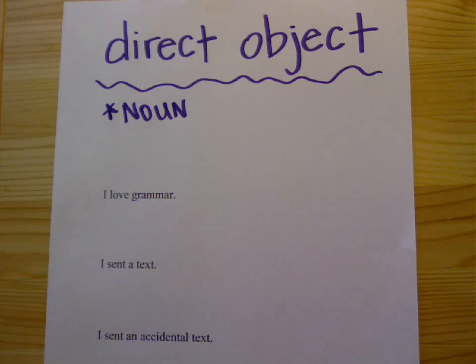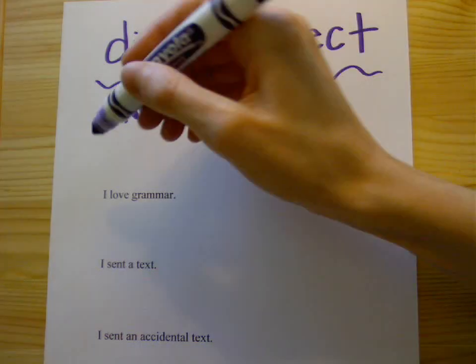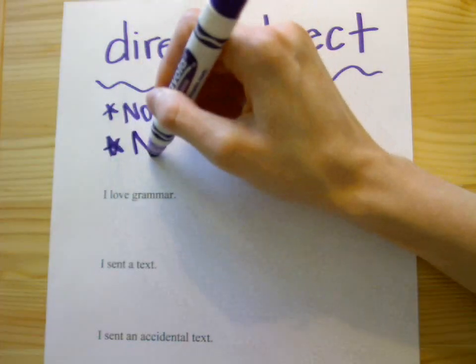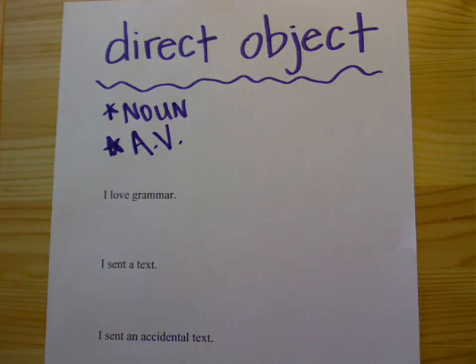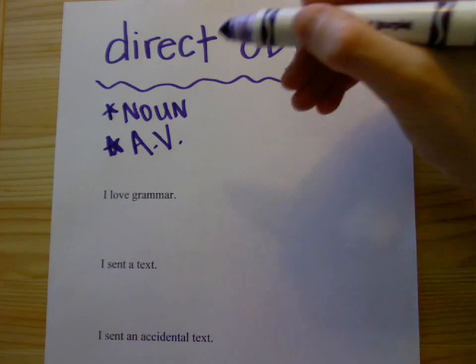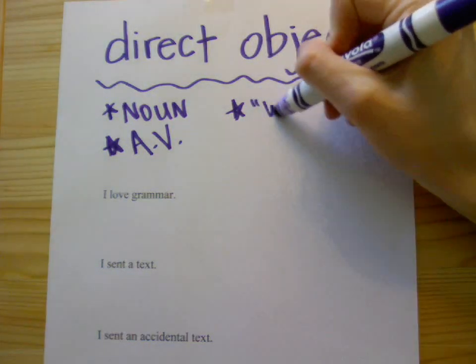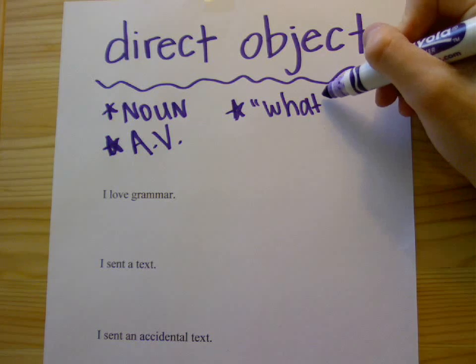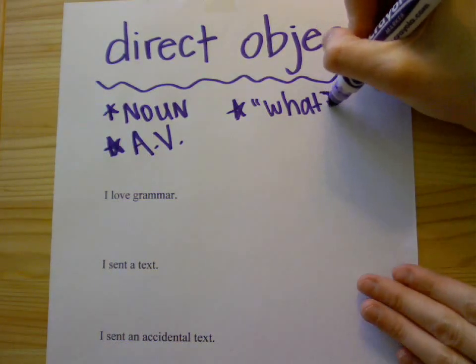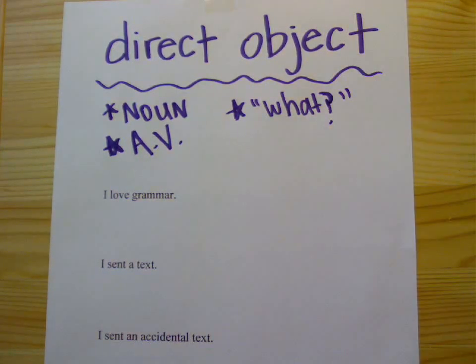The second thing to know about direct objects before we begin is that they always go with an action verb. I'm going to mark that as AV. So direct objects, they're always nouns. They always work with action verbs. The last thing you want to know before we start working on them is that they answer the question, what? We're going to practice that in our practice sentences. So those are your 3 notes that you want to keep for direct object. Keep those in your head as we are working through some of these sentences.